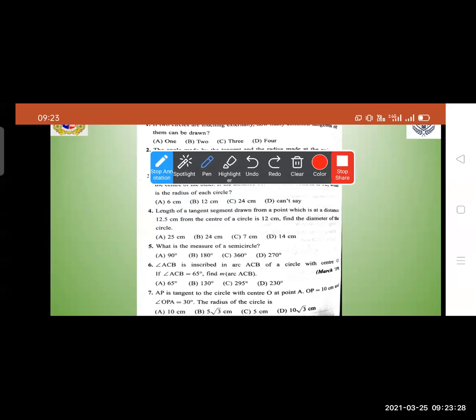Okay. Now next, what is the measures of semicircle? Semicircle है circle का 360, तो semicircle का हमारा हो जाएगा 180. Angle ACB is inscribed in arc ACB. Okay, angle is inscribing arc. This one is angle and this one is the inscribed arc. And ACB is 65 degree. And then we find the measure of ACB arc.